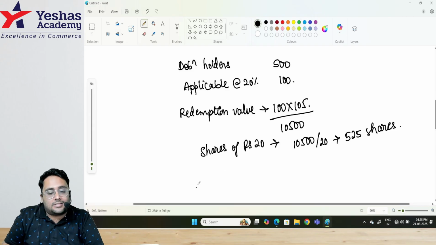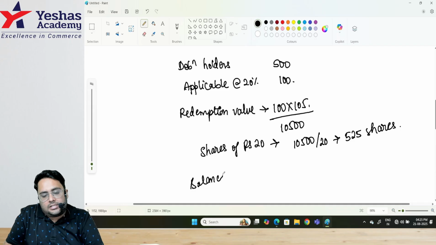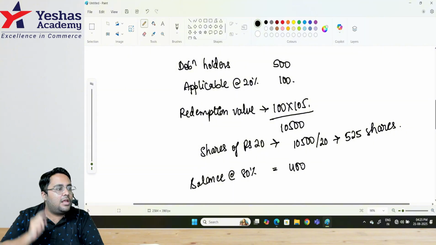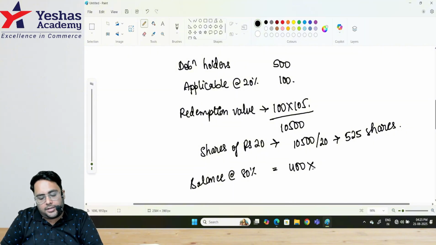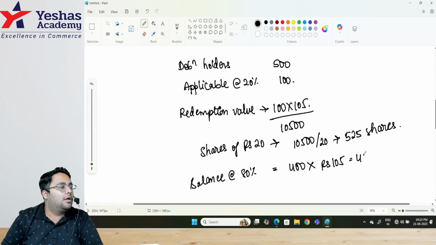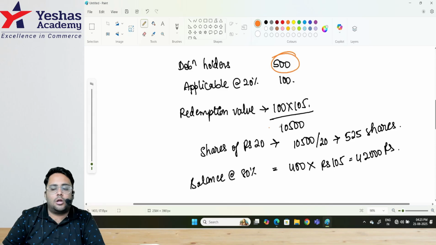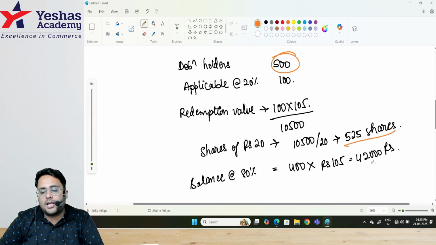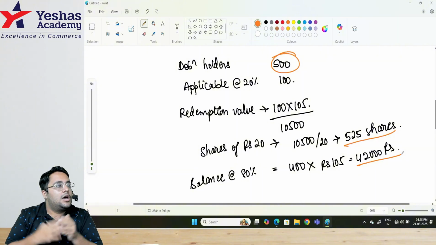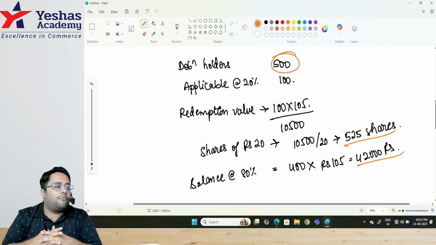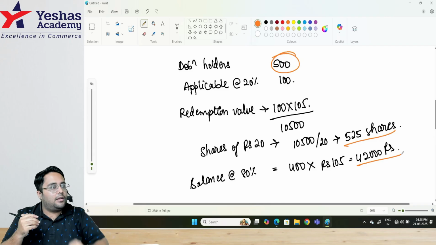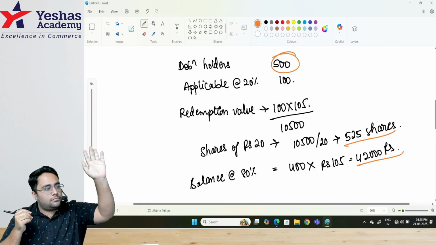And what about the balance? There is balance 80% debentures remaining. 400 debentures are remaining, 500 into 80%. These 400 debentures will get how much? 400 into 105, that is 42,000 rupees. So to these 500 debenture holders, we will give 525 shares and we will give 42,000 rupees. Number of shares 525, cash paid 42,000. Is that clear, everyone? Yes or no, sir? How many of you got this right? Good.